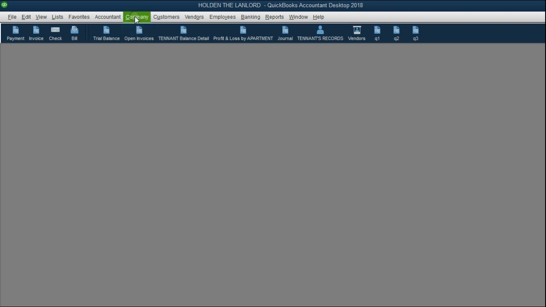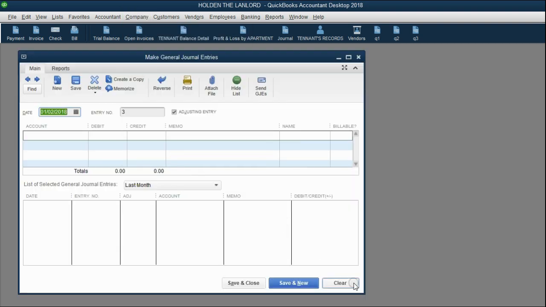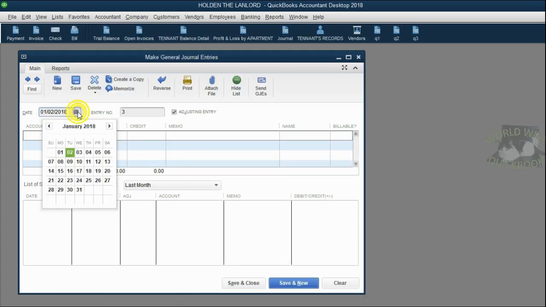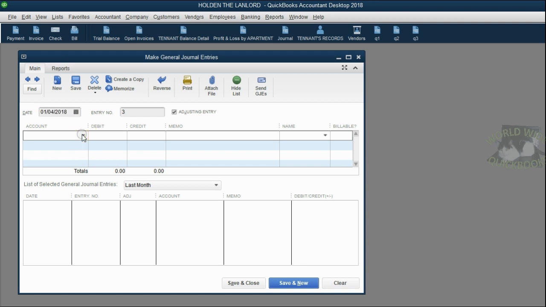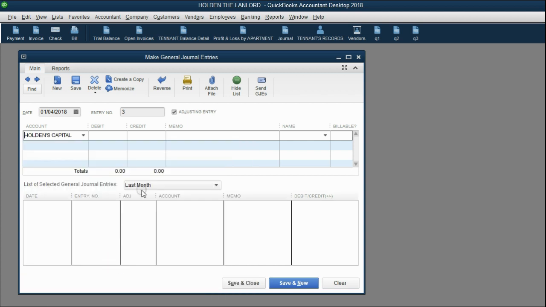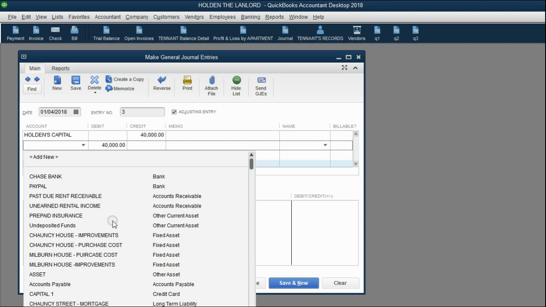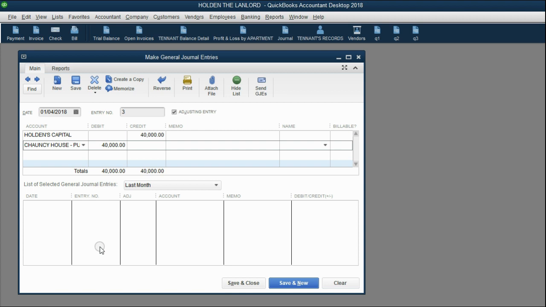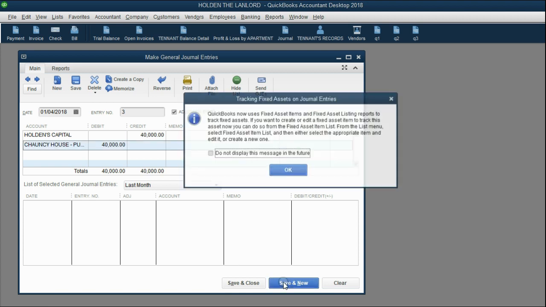Again, we will make a journal entry, company, make general journal entry. And of course the date was January 4th, so let's make sure we put January 4th. Now, even though Holden did not put the money in the company bank account, he did spend his personal funds for a house that the company owns, and that was towards the purchase cost of the house. So in that case, it would be Holden's capital, and it would be credit the amount that he took from his personal funds and bought something that will be in the name of the company, so his capital investment should increase. And of course, because it was for the purchase cost of the Chauncey house, you choose Chauncey house purchase cost. Then click Save and Close, or Save and New.